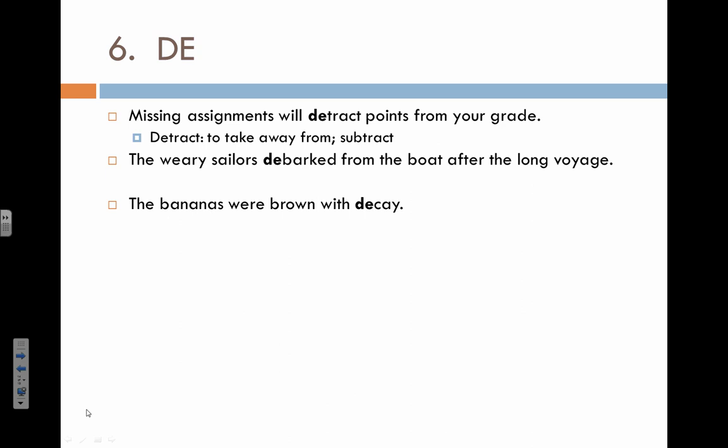When you detract something, if you're missing an assignment, obviously that's going to take away points from your grade. If the weary sailors have just finished a long voyage, they're going to be getting off the boat. So to debark is to get off of something. The bananas were brown with decay. When something decays, it rots or spoils, like milk can decay and it'll rot and spoil.